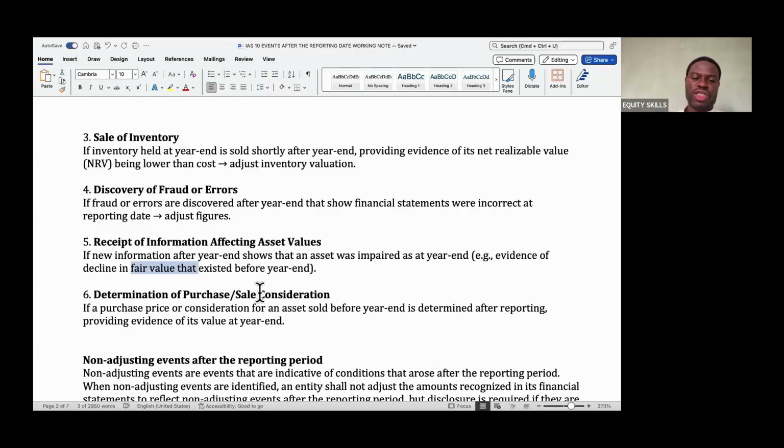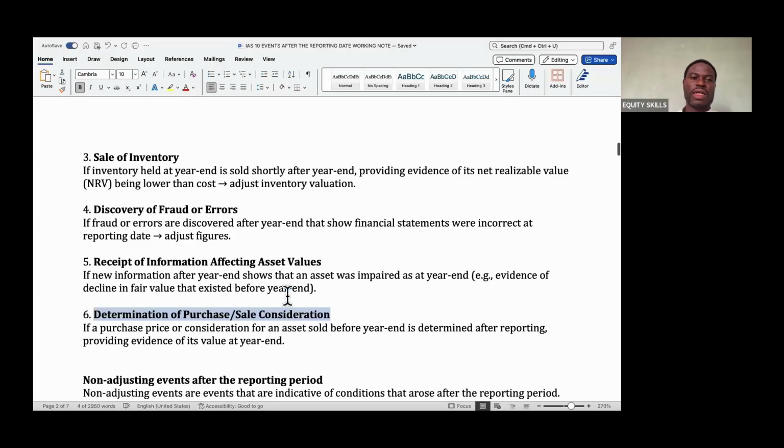Also, determination of purchase or sales consideration. So when you are only able to determine the selling price or the purchase price of an asset that you bought or that you sold before the year end, but you are able to determine the price after, then you can adjust your report with that new information.